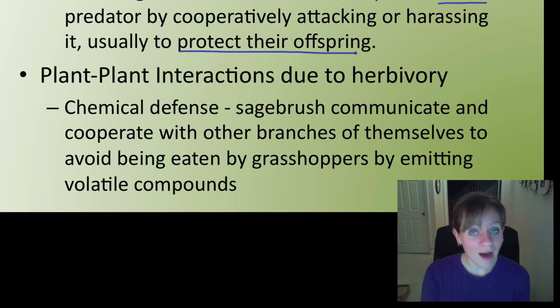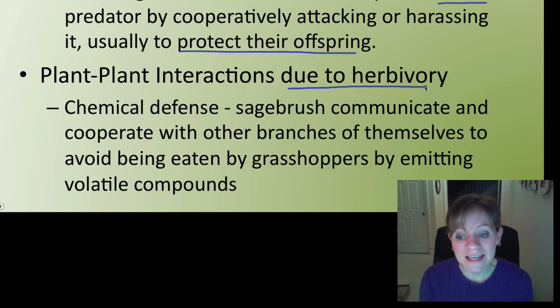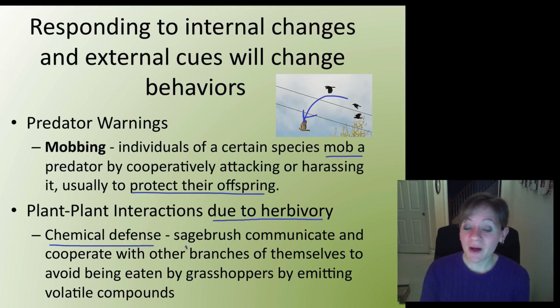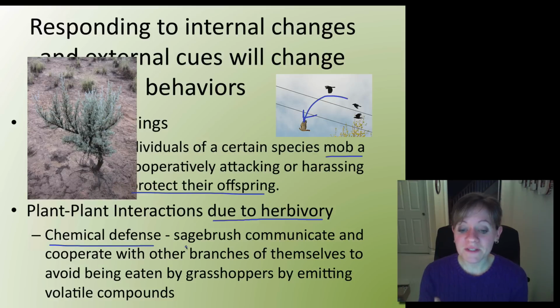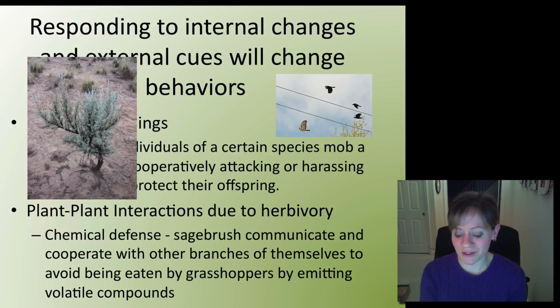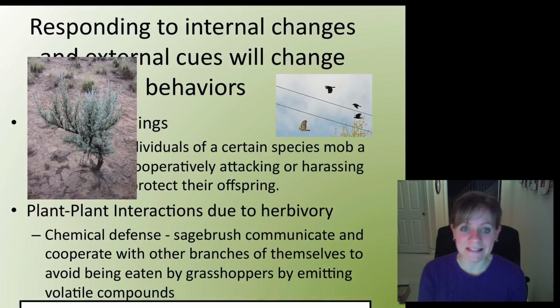Plants also have behavior and communicate and have interactions. When they are being eaten by herbivores, they're going to respond to this herbivory. They respond in a number of ways, but one way is with chemical defenses. An example I found is sagebrush. Sagebrush have been found to communicate and cooperate with other branches of sagebrush by emitting these volatile compounds, these chemicals that are going to prevent them from being eaten by grasshoppers, because grasshoppers obviously don't like those chemicals and it's foul tasting to them.